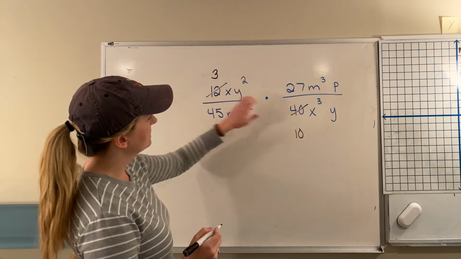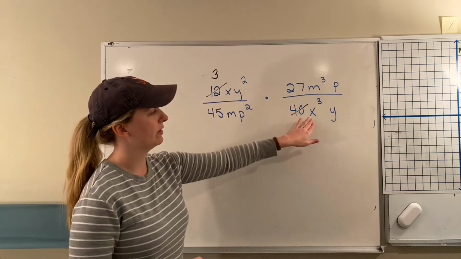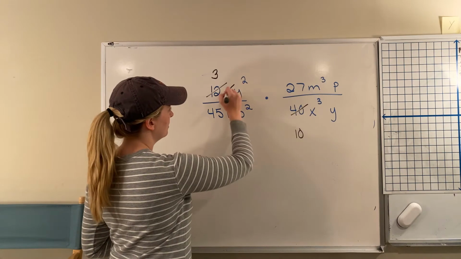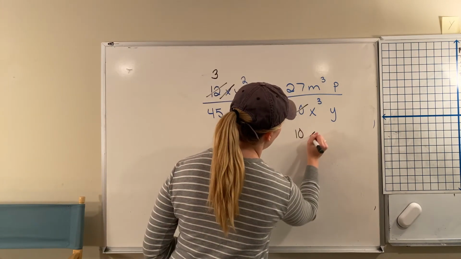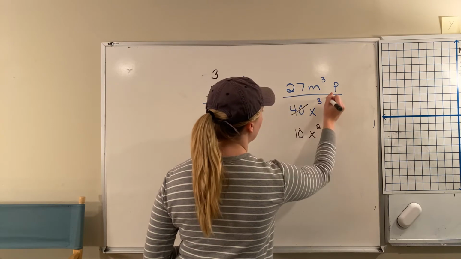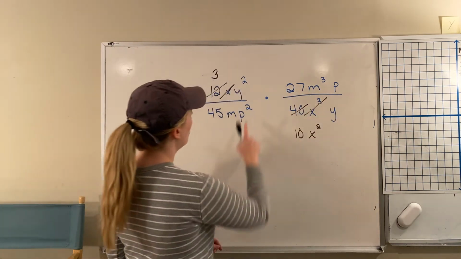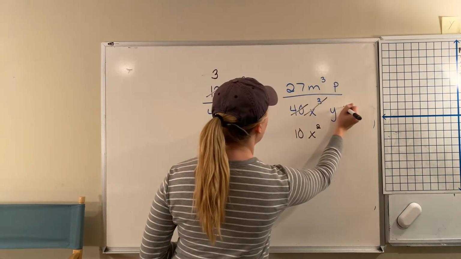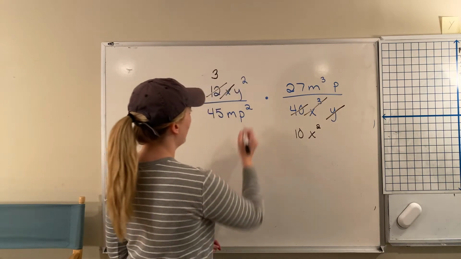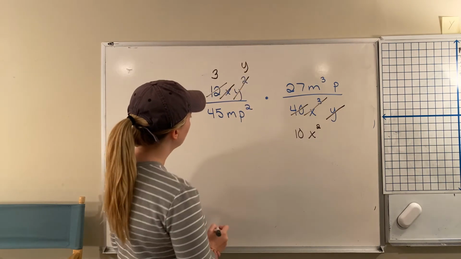We have x and x to the third. This x is going to get canceled out with one of these x's. Because it went away, it canceled out one of these x's, and now we're left with x squared. We have y squared over y. One of these y's is going to get canceled out, and this y is just going to go away. And now we're left with y up top.